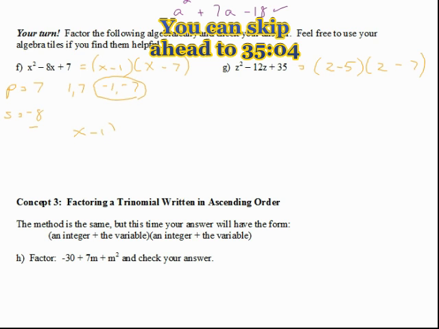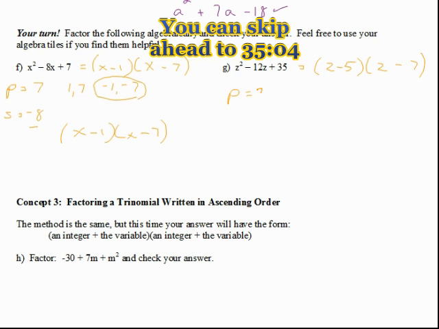So x minus 1 times x minus 7. And I'm not going to bother checking it, but I do strongly recommend that you check it. I actually have checked it, so I know that's right, but I'm not going to write it out.